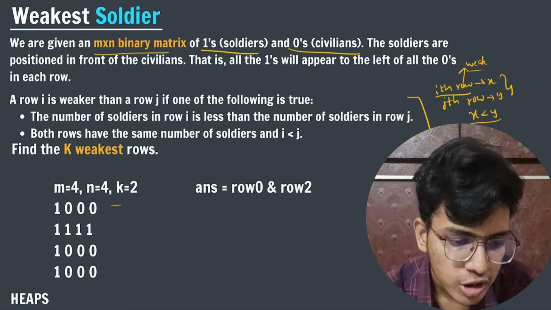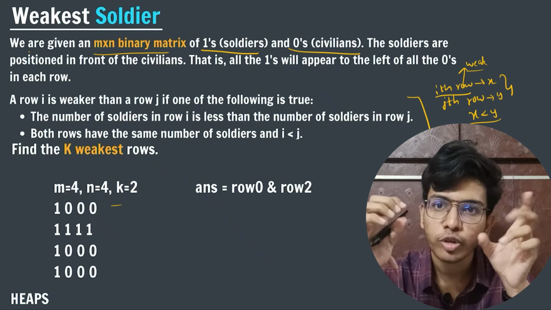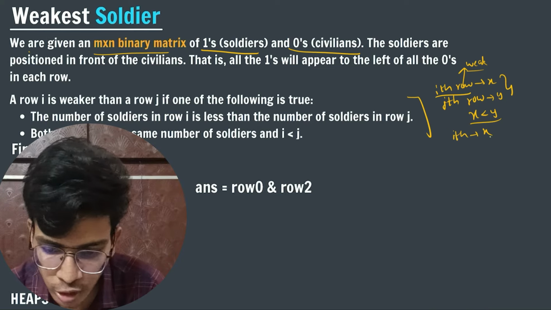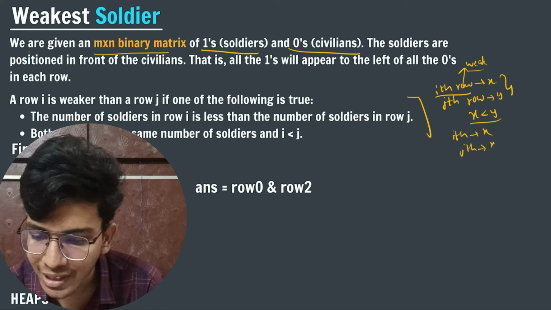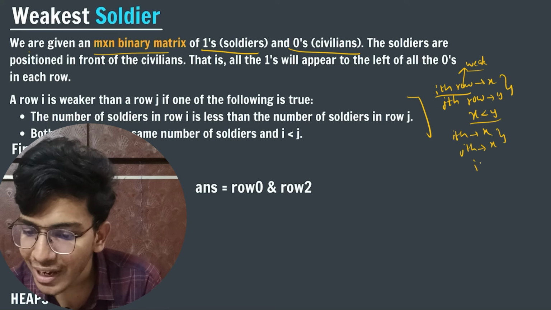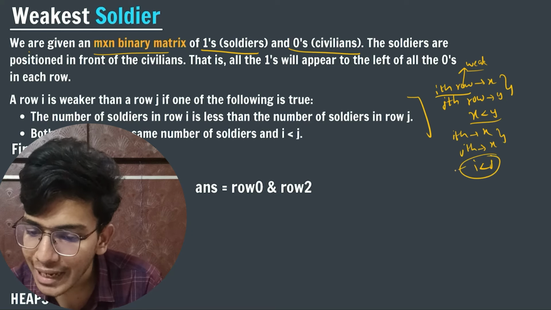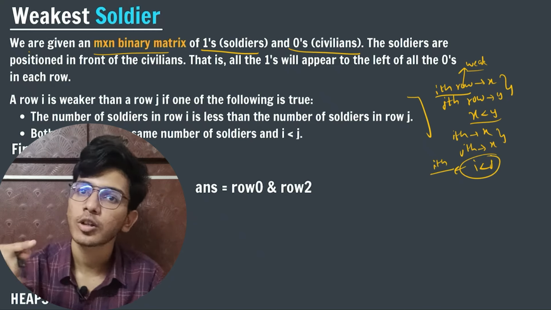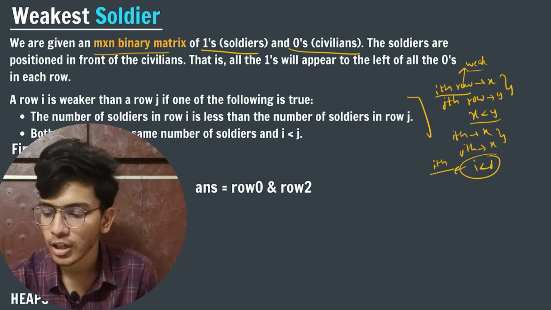Condition number 2 is that if the number of soldiers is the same, for example, in the ith row I am having x soldiers, and in the jth row also I am having x soldiers, but if i is less than j, then the ith row is the weak row. I hope you have understood. The ith row is said to be a weak row. This is the second condition.